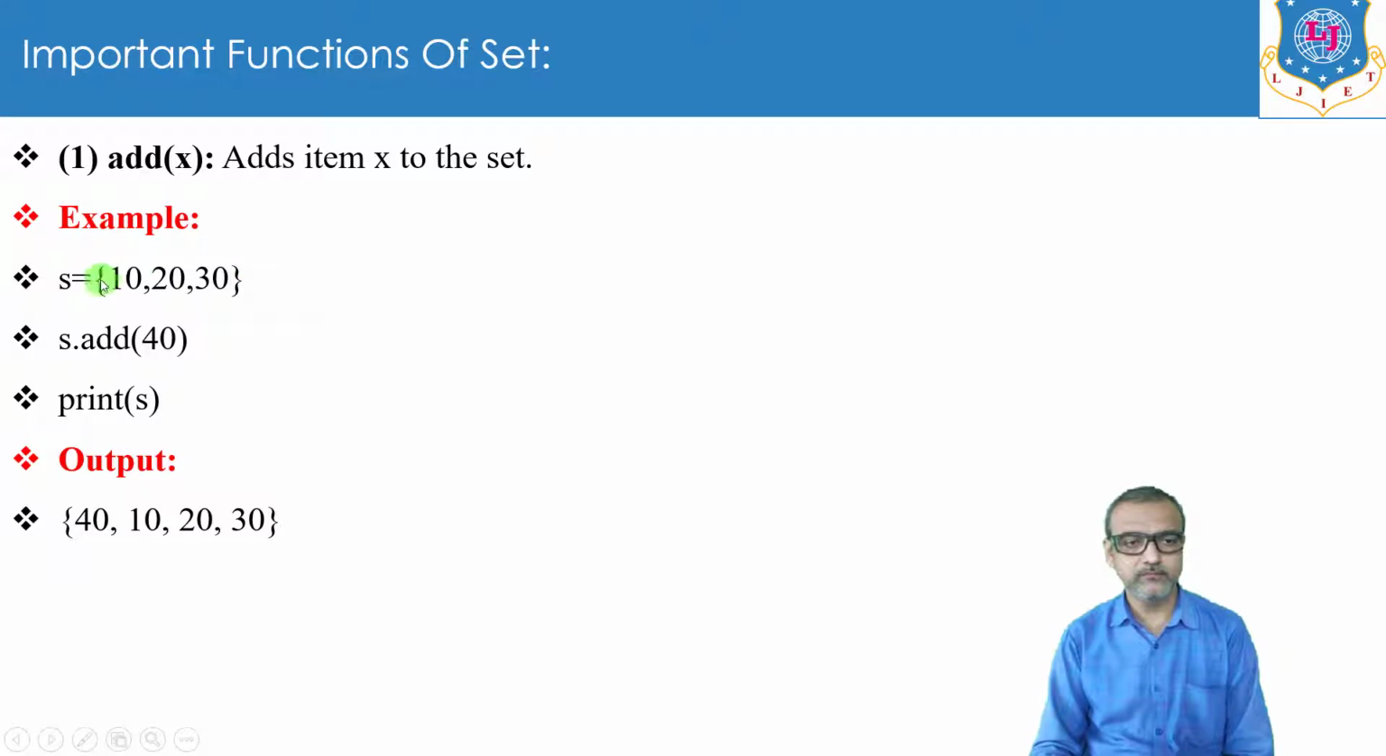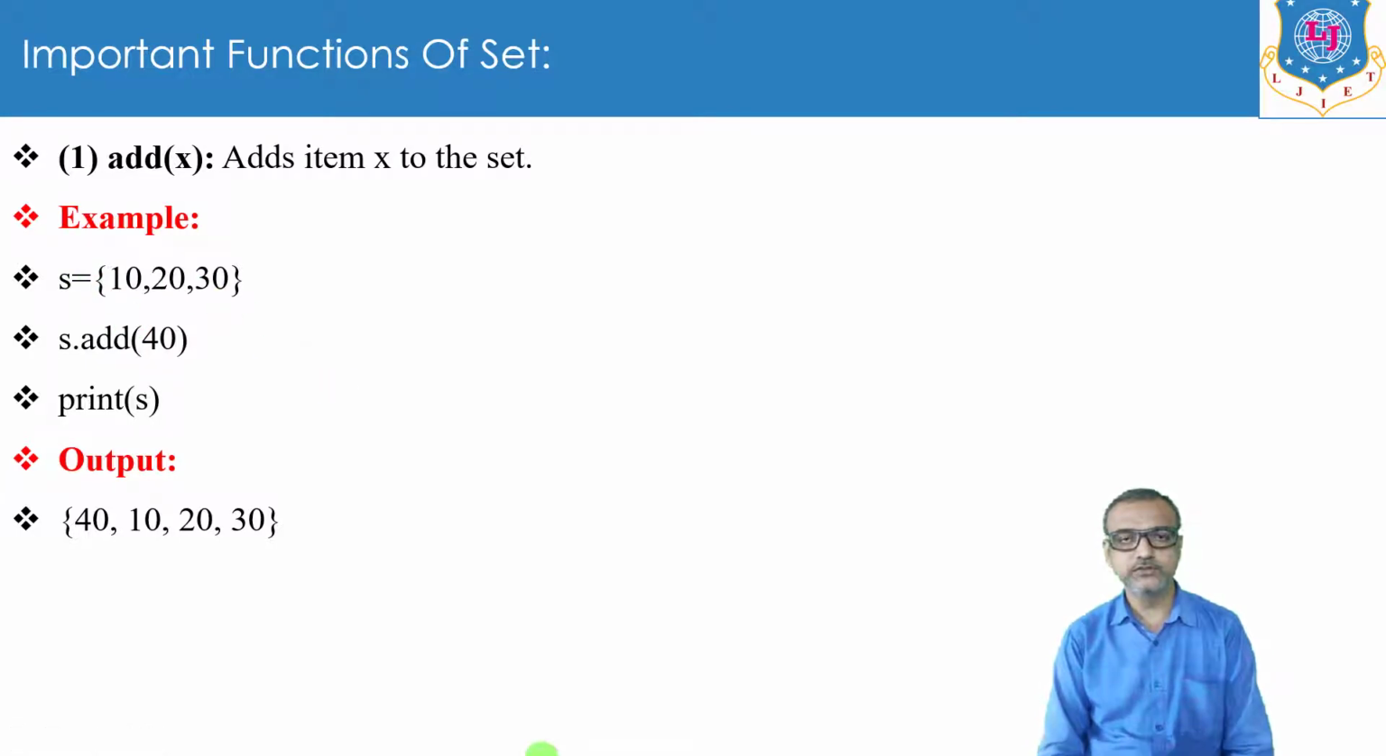For example, in the set S, we have taken these three elements, that is 10, 20 and 30. If we write S dot add of 40 and then print of S, what will be the output? See, the element 40 will be added to the set S. So we have the output 40, 10, 20 and 30. 40 will be added in the set S.